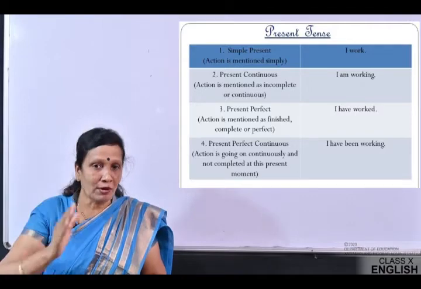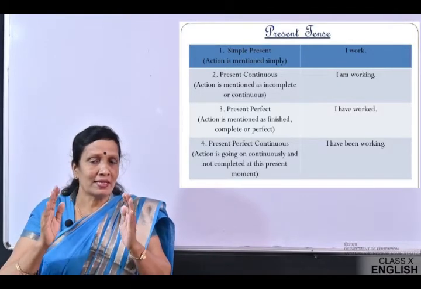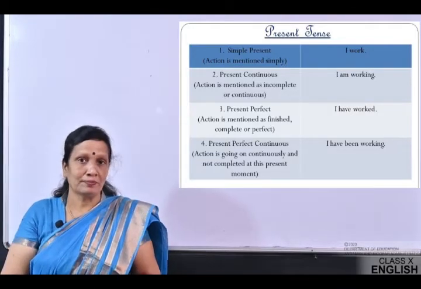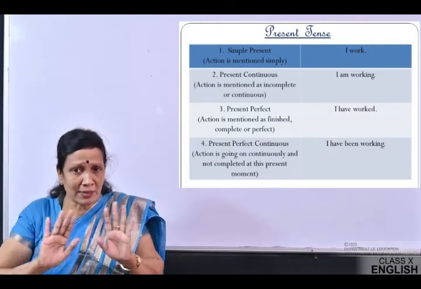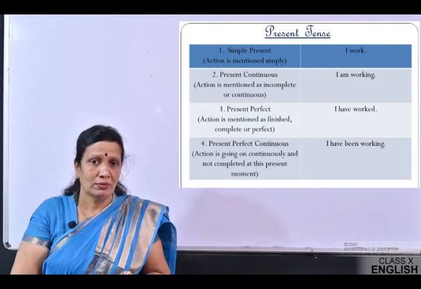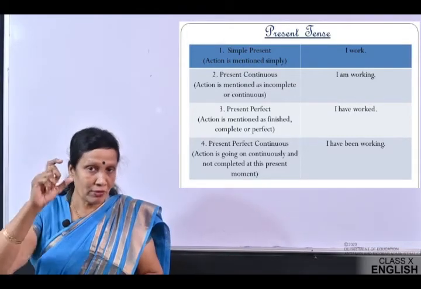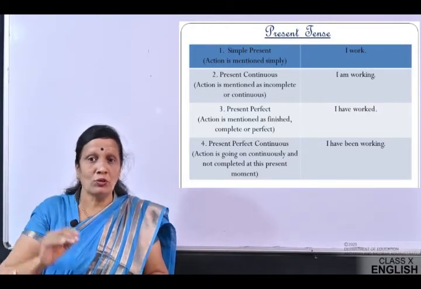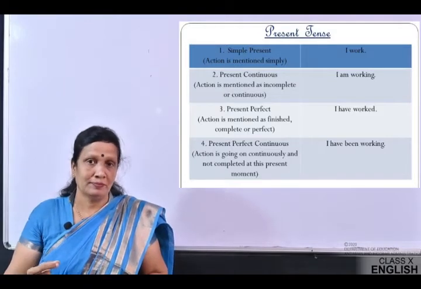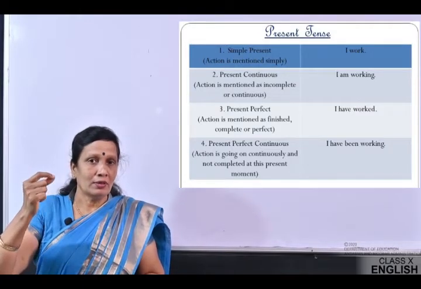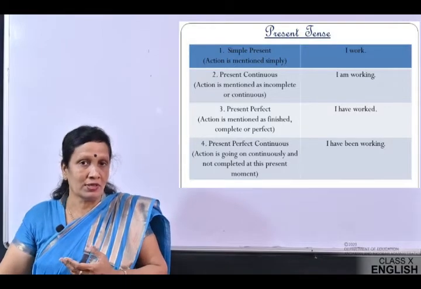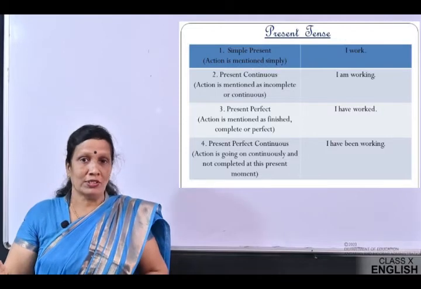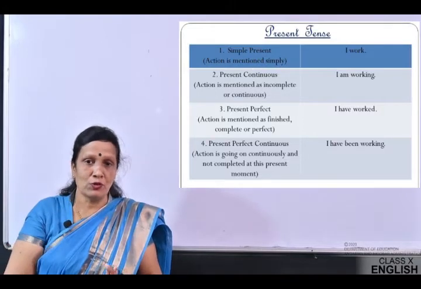Now the present perfect. Perfect means the action is finished or complete or perfect. That means my work has been completed. It's perfect now. I have finished my work. Perfect means I have done my work. My work is over. So I have worked. If it was she, she has worked, he has worked, they have worked. I'll be discussing this with you.